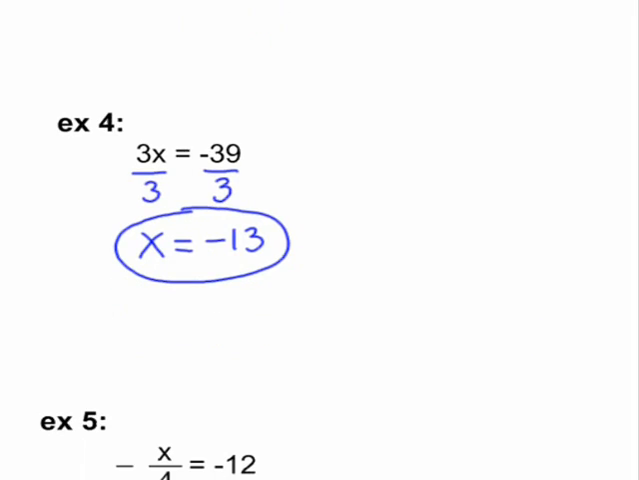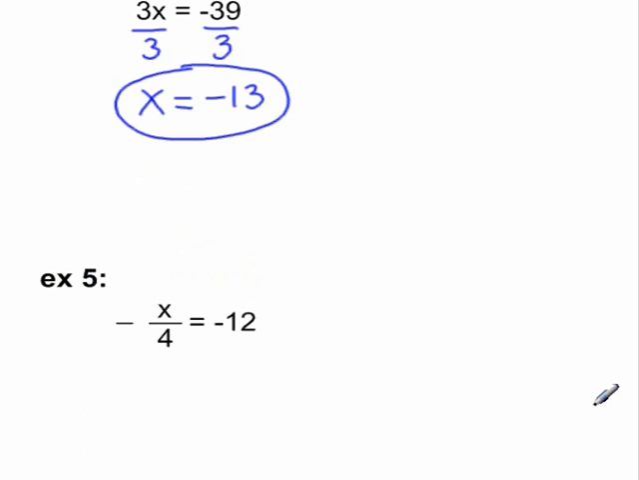In example 5, we have a division problem this time. I see that I have negative x divided by 4 equals negative 12. What we'll have to do is move this 4 by doing the opposite, and the opposite of divide is multiply. But notice that it also has a negative in the front right here. I need x to always be positive. So when we multiply by 4, we're also going to multiply by the negative because a negative times a negative makes a positive.